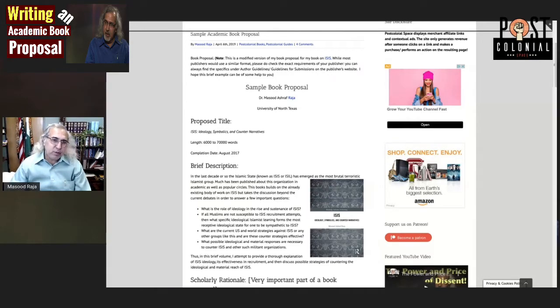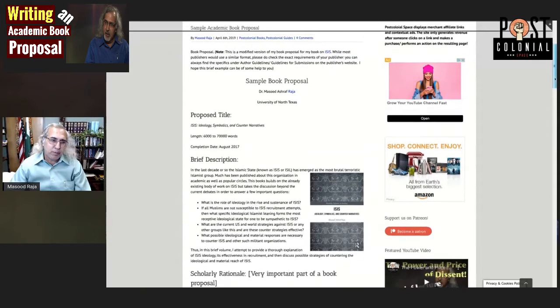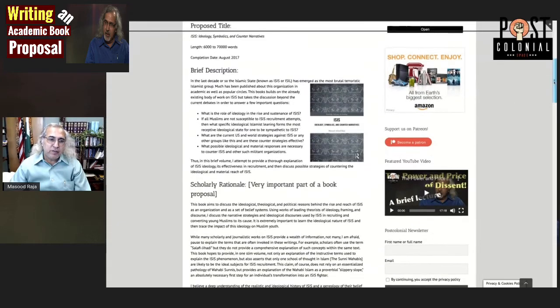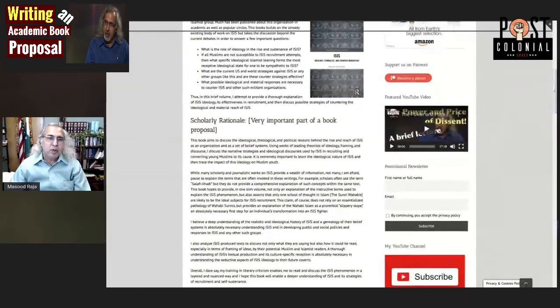And the next section, usually always in all book proposals, is the longer scholarly rationale. Now, this is where you explain what is your main thesis in the book? Why is it necessary to write a book about it? And how are you going to go about proving your point? And if you're building on someone else's argument, how are you building on it or refuting it? That's really important.